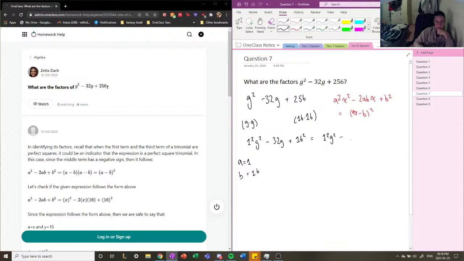So what about our middle coefficient? Is our middle coefficient the product of 2 times a times b? It is, right? 32 is the product of 2 times 16 times 1 g, plus 16 squared. If we write it like this, then we know that our factors are g minus 16 squared. And there we go.